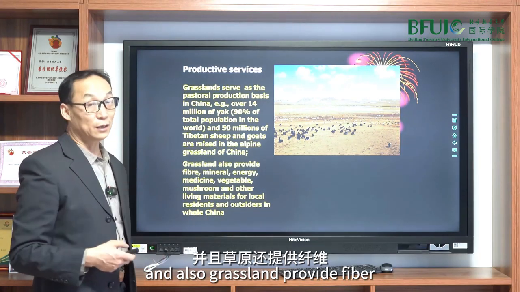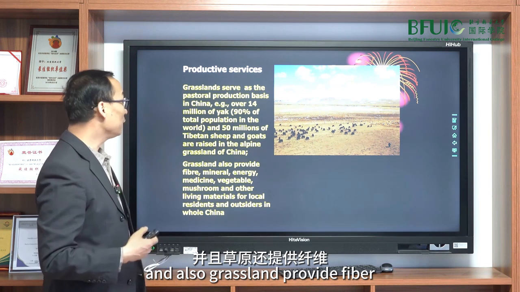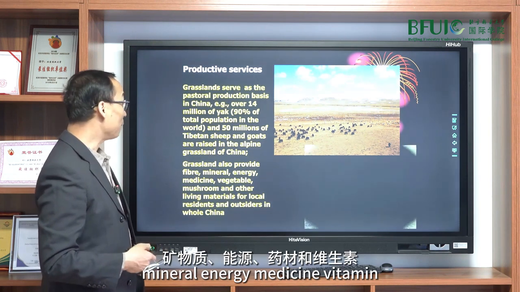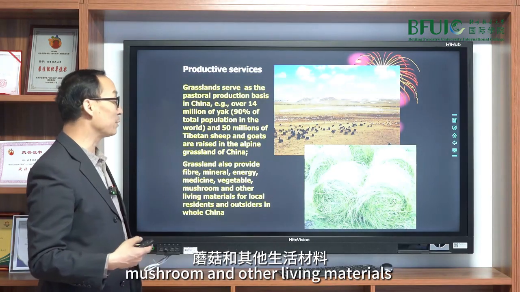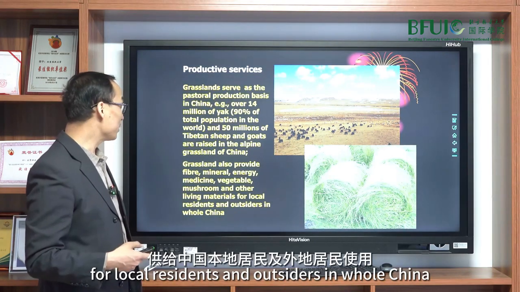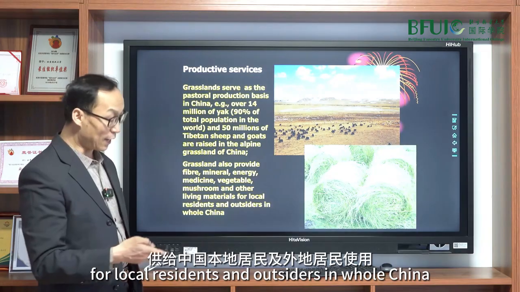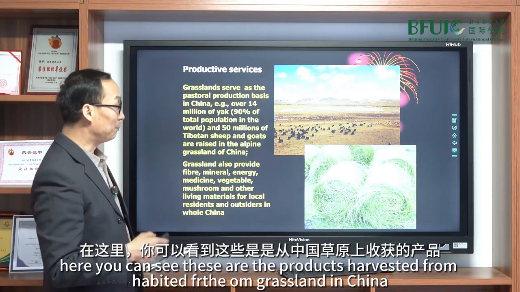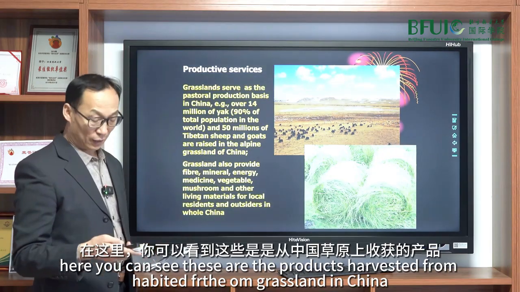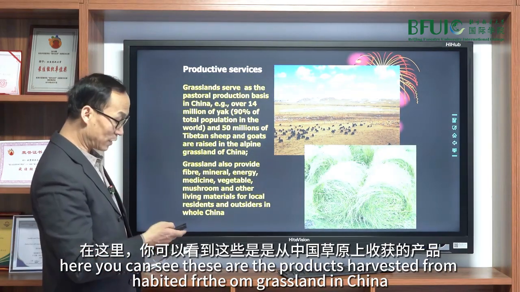And also, grassland provides fiber, mineral, energy, medicine, vegetable, mushroom, and other living materials for local residents and outsiders in the whole of China. Here you can see silage and haylage harvested from the grassland in China.